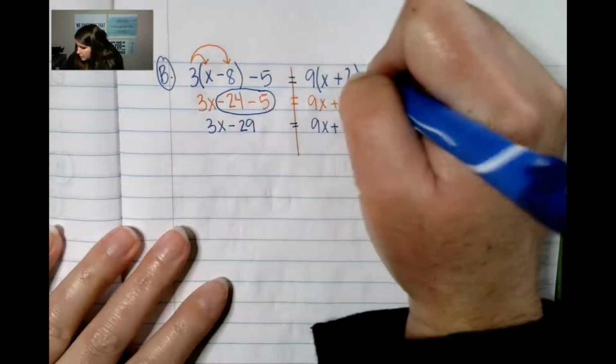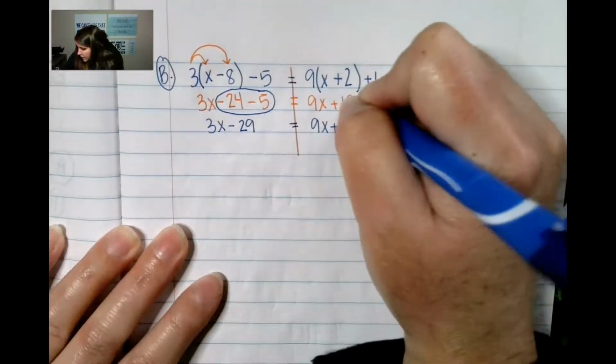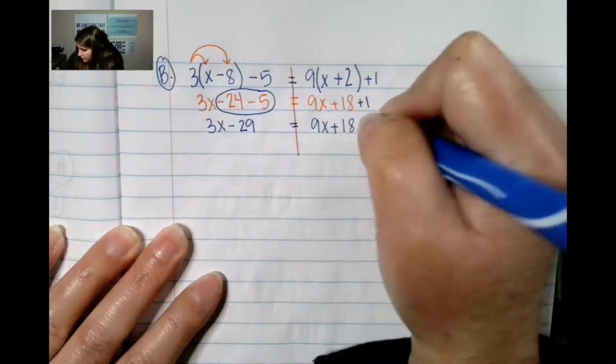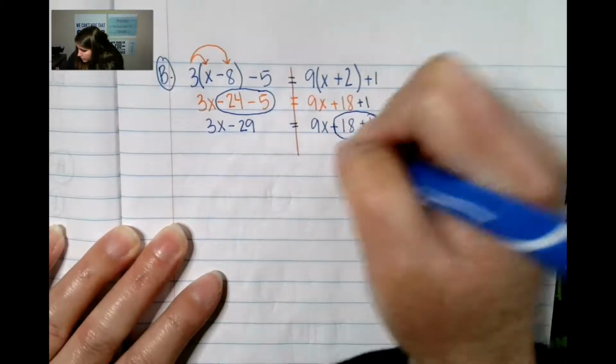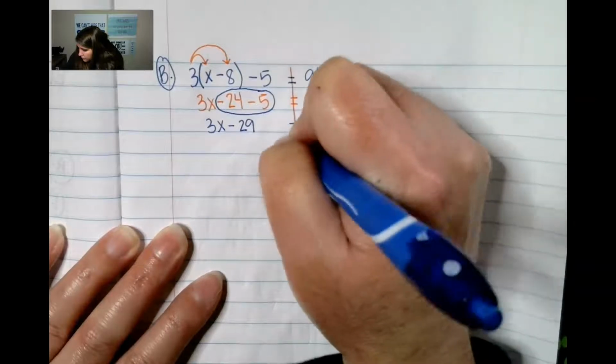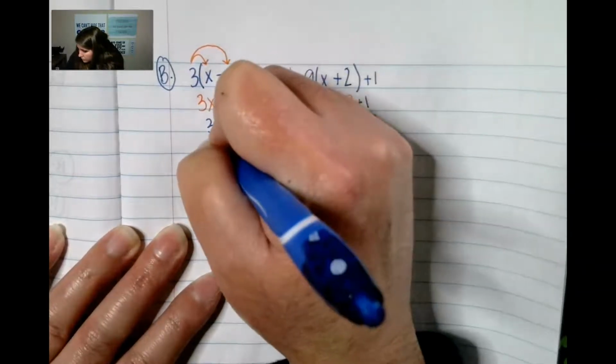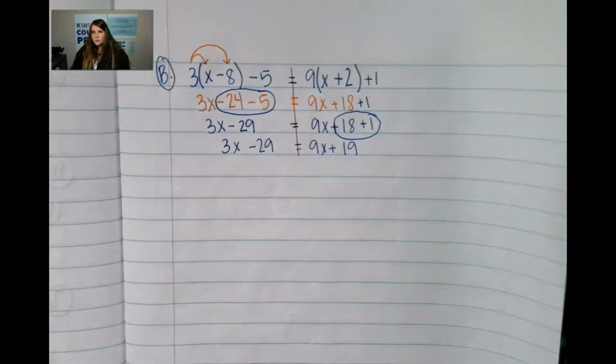Oh, I forgot a plus 1. Oops, sorry guys. Okay, plus 1. So I had to combine over here as well, and that gives me 19. Okay, there we go. Sorry, I had it cut off on my paper here.